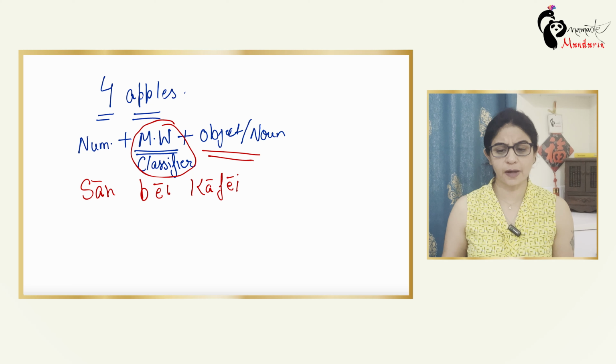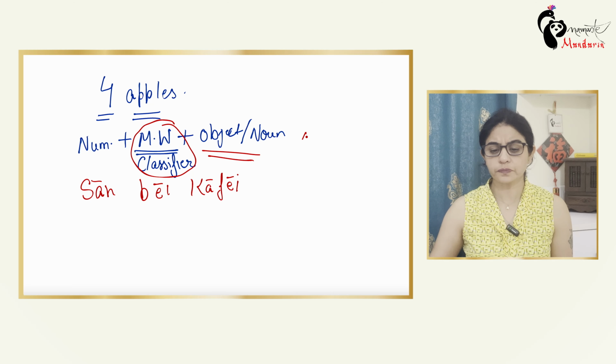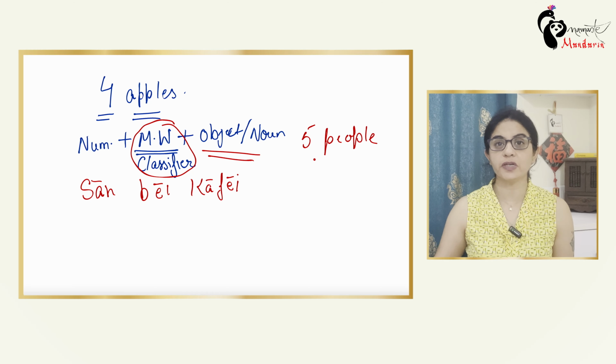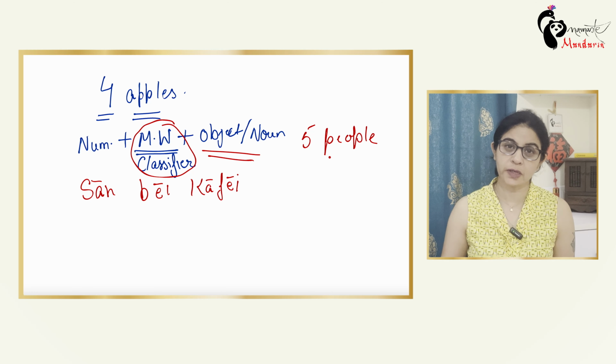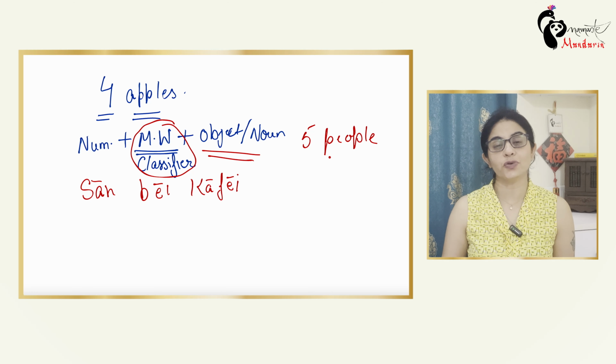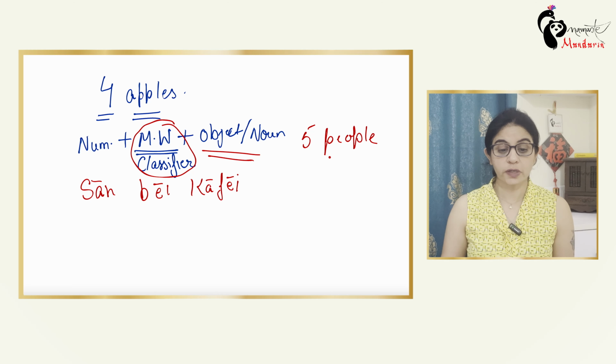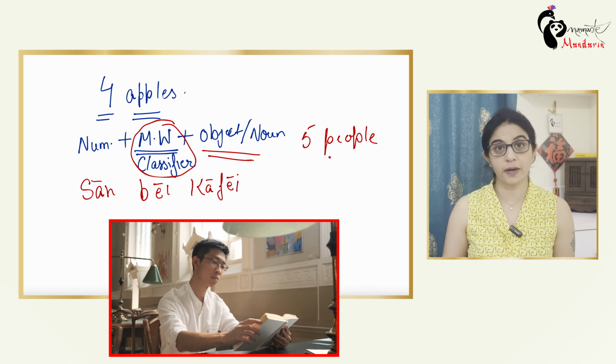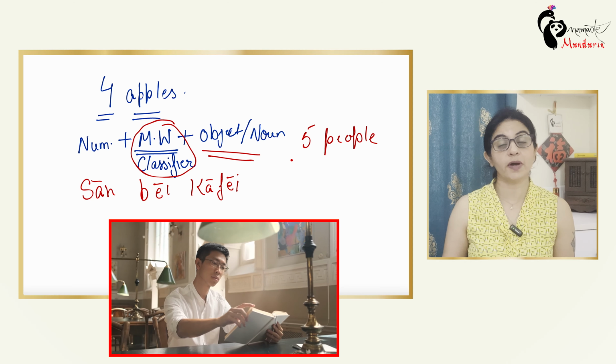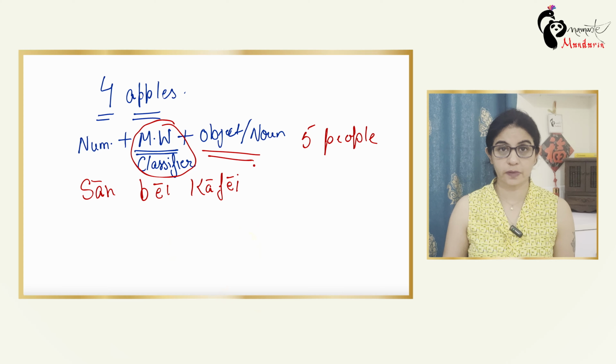Just to give you an example, suppose I say 5 people. In English we don't have any measure word, but when I'm counting the same thing in Mandarin, there will be the word 5, which is wu, then we have the measure word, which is ge, and then ren. Wu ge ren. So we are going to learn many measure words, as I told. But this is a very important part of Chinese language grammar, which you have to keep in mind whenever we are counting something.